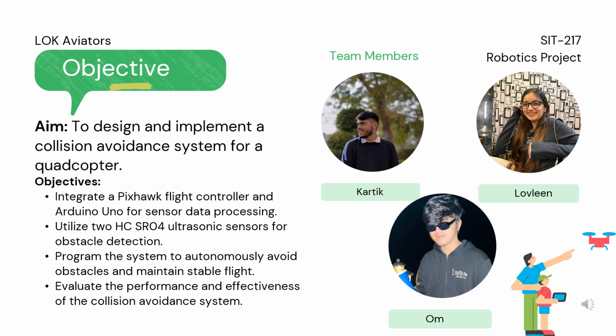Moving on to the collision avoidance system, our aim was to design and implement a system that allows the quadcopter to autonomously avoid obstacles and maintain stable flight. To achieve this, we integrated a Pixhawk flight controller and Arduino Uno for sensor data processing. We utilized two HC-SR04 ultrasonic sensors for obstacle detection. Our objectives also included evaluating the performance and effectiveness of the collision avoidance system.